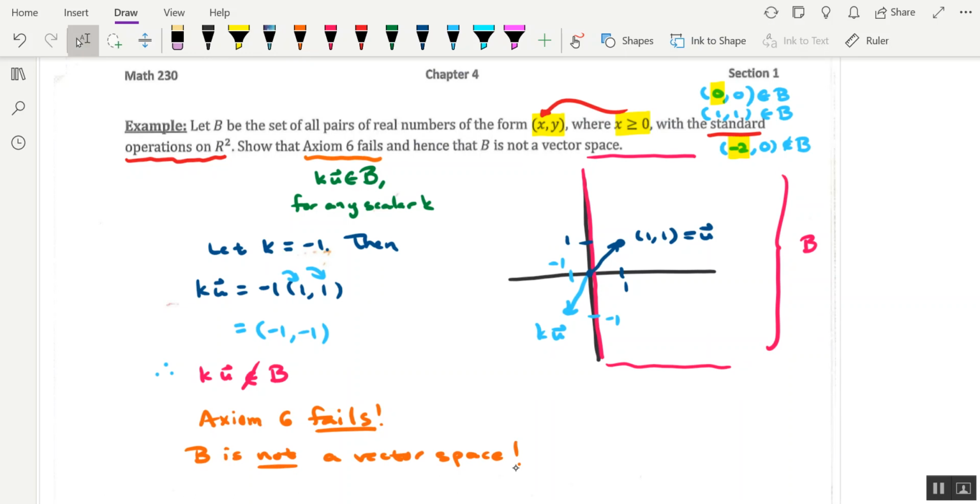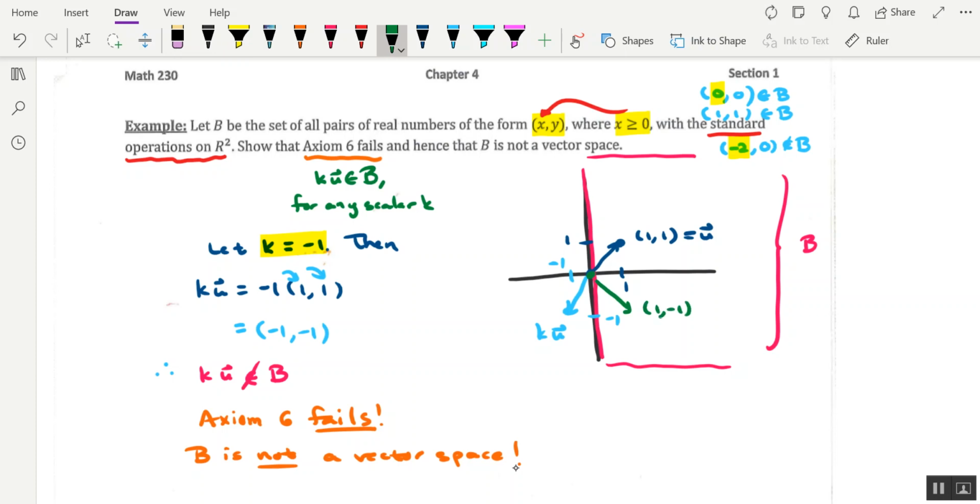So what we could say about this set B is it's at least not closed under scalar multiplication, because we can come up with many more examples in addition to -1 for which k times u takes you outside of the set B. And we don't even have to pick that particular vector u. As long as you're in the set B, using any negative scalar is going to change the first component into a negative number, therefore taking you outside of the set B.